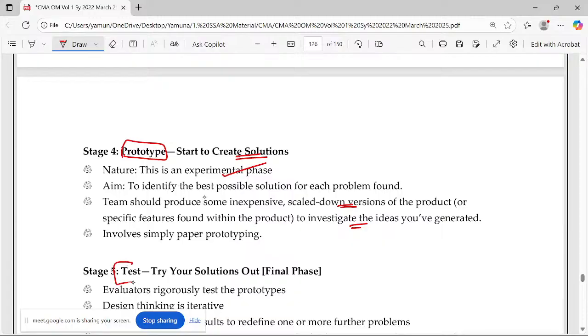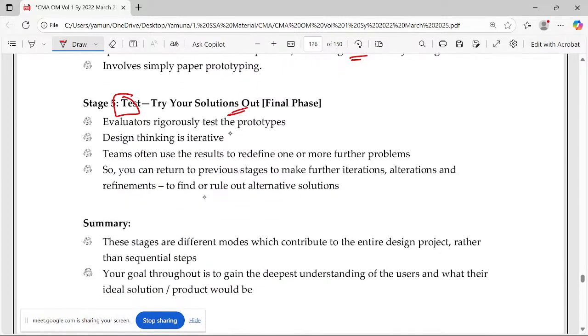Then we go for testing whether it's working. Okay, so this is the final phase. You rigorously test the prototypes. Design thinking is iterative. You often use the research to redefine. Please make a note of the third point: teams often use the research to redefine one or more further problems. You make further iterations, alterations, and refinements, etc.